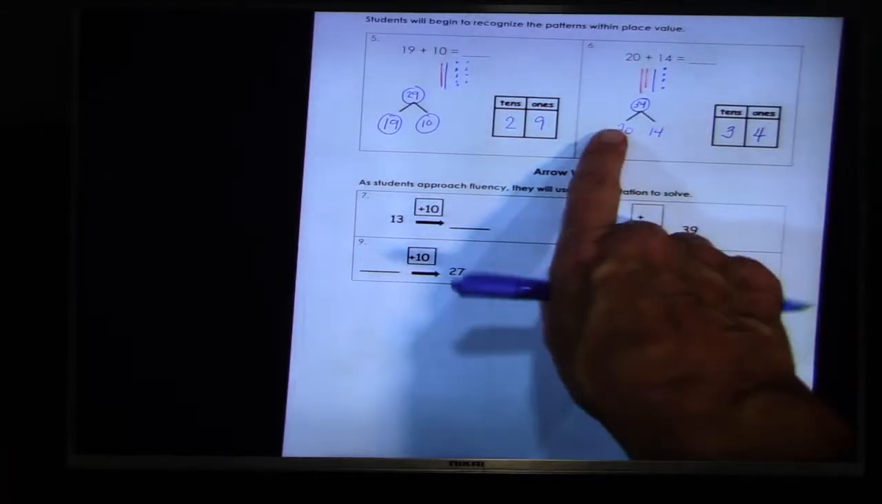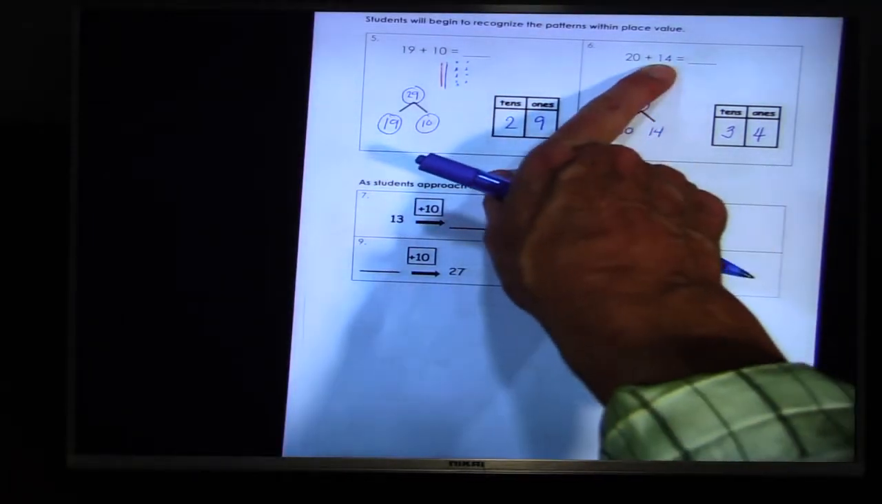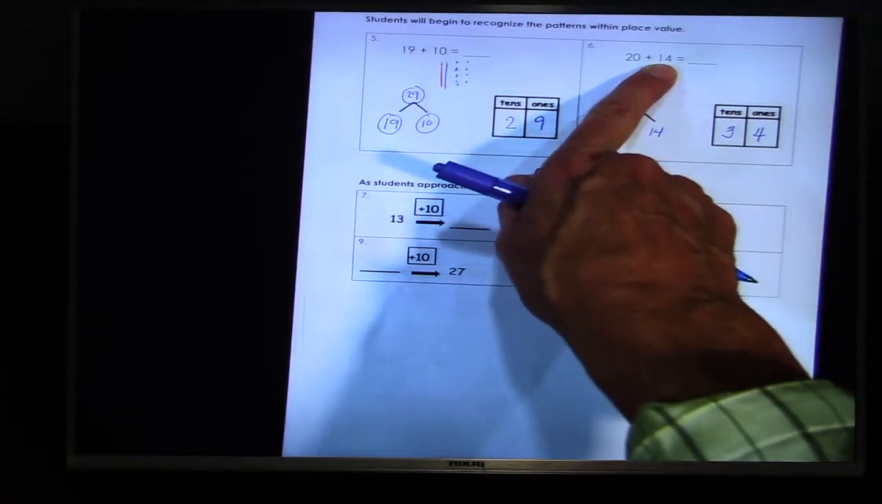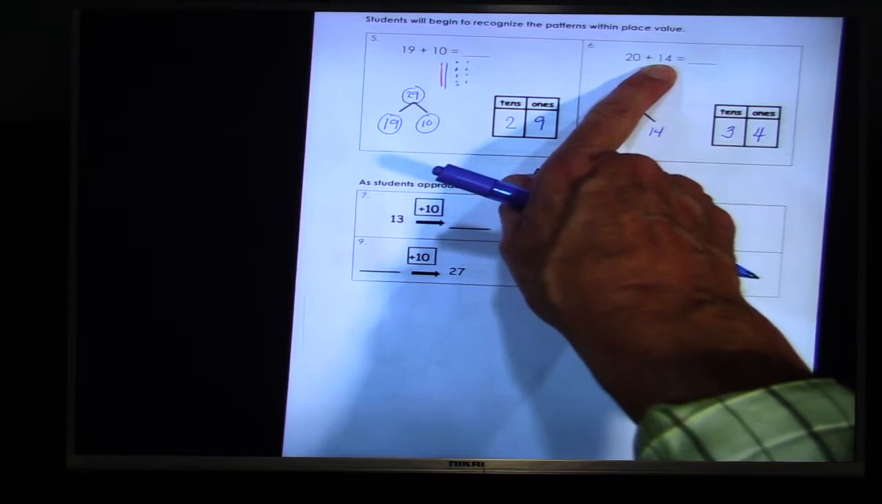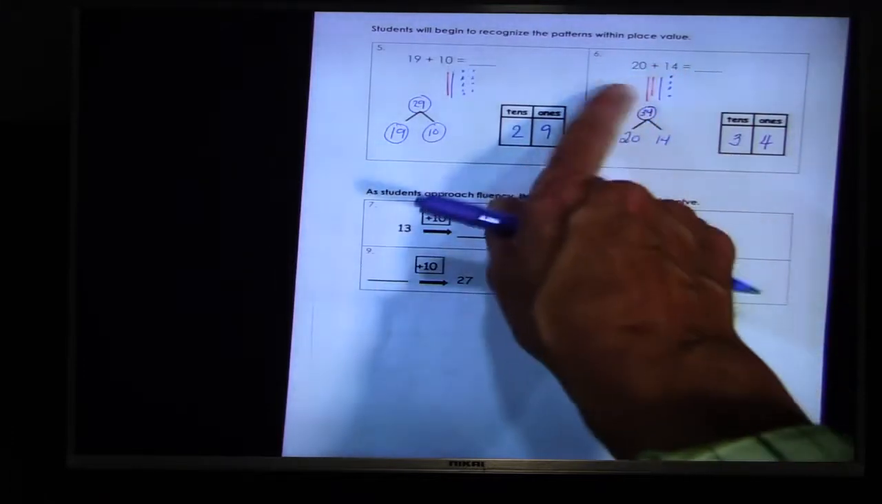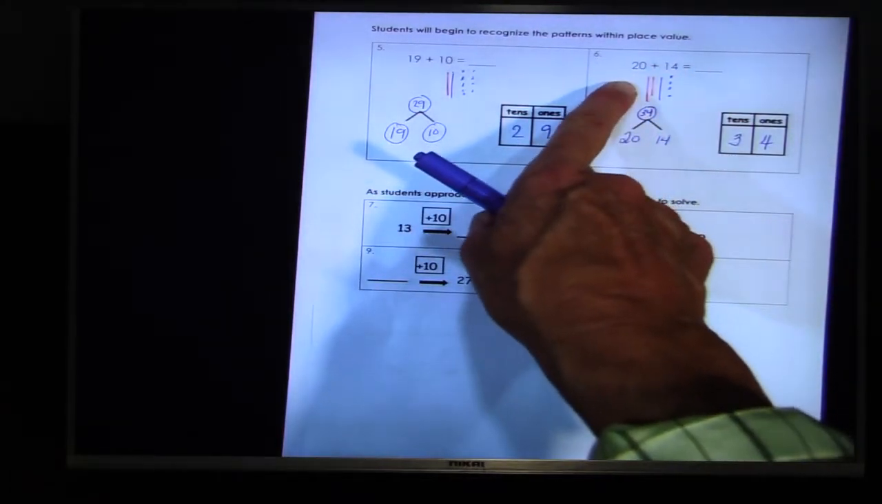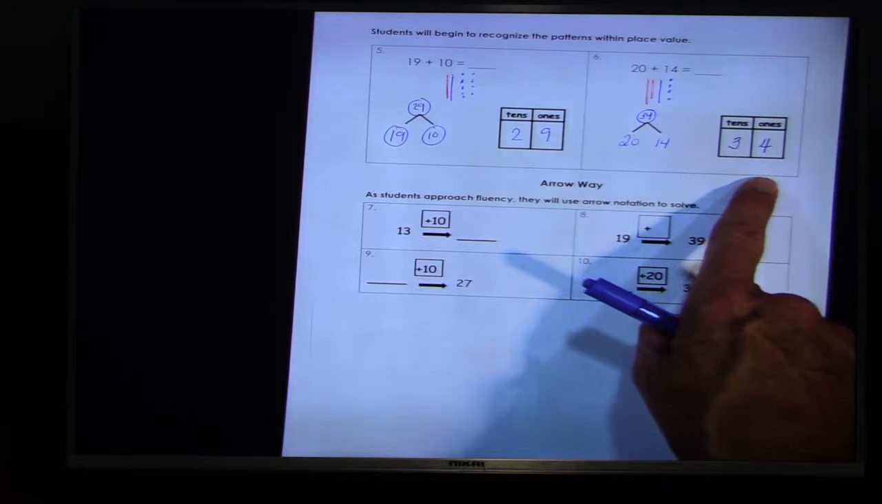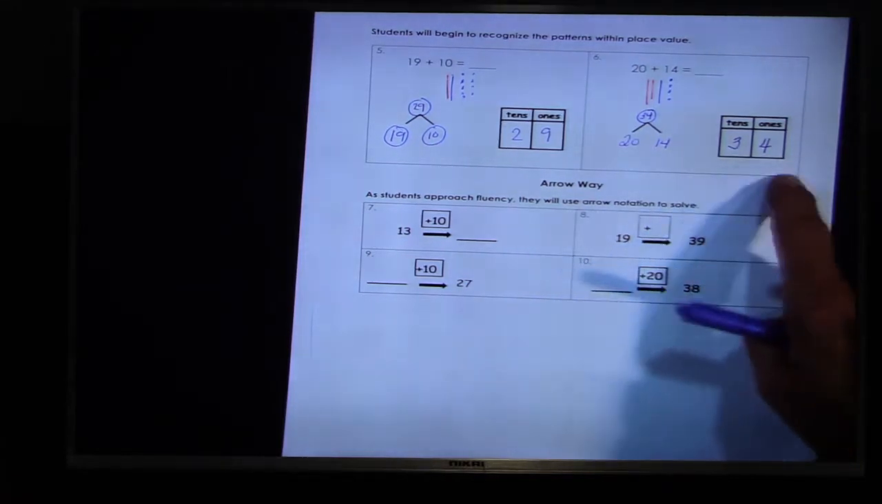Now you can see after some practice, there are going to be kids who can look at this and say, oh, I'm adding 2 tens. That would make it 3 tens and 4 ones. This is the scaffolding to be able to see it and understand it, and then we move on to the numbers because they're ready and they're flexible enough in their thinking.